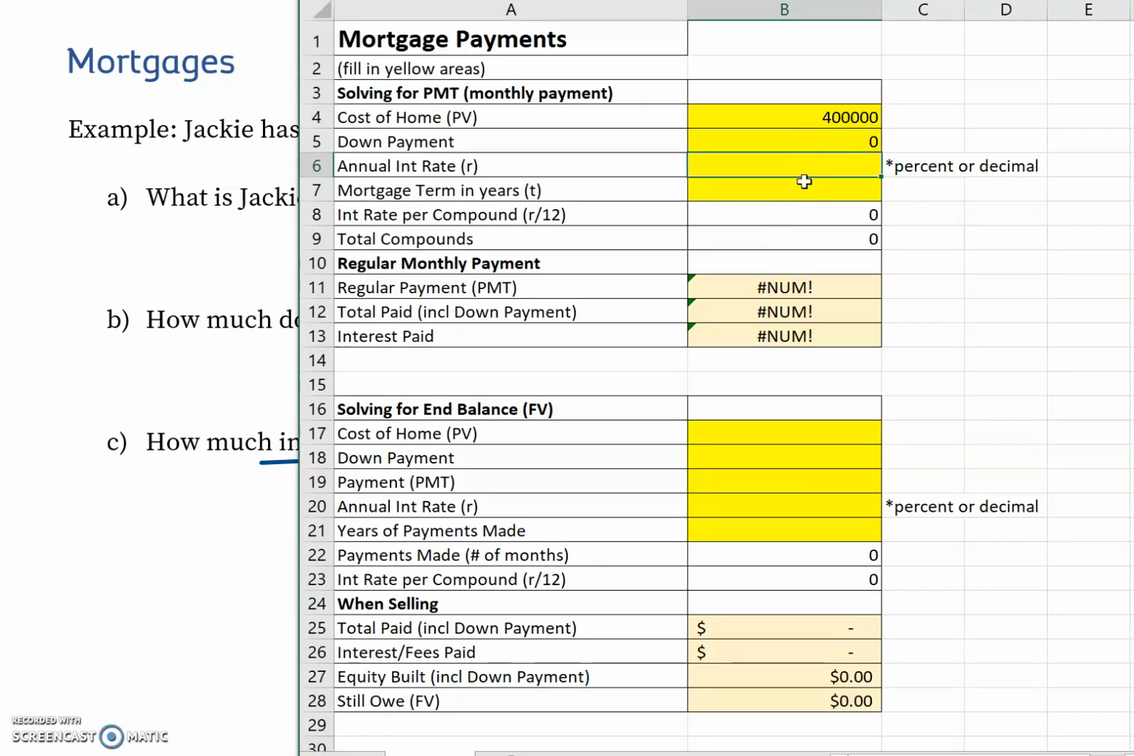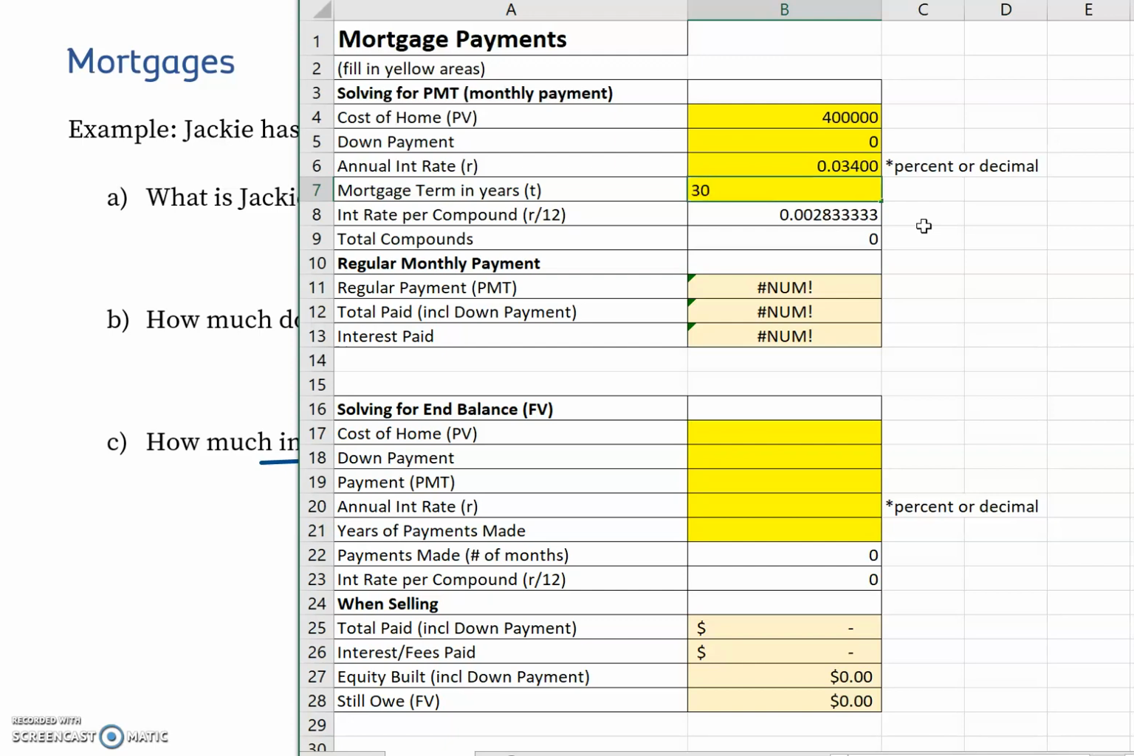So we're going to do, like we've done with every single one of these templates, we can either do 3.4. Make sure you include the percent symbol. I can't emphasize that enough. Everything's going to get totally jacked up if we don't have that. So 3.4%, or you could just type in 0.034. All right, mortgage term in years. So the term is again, just a length.